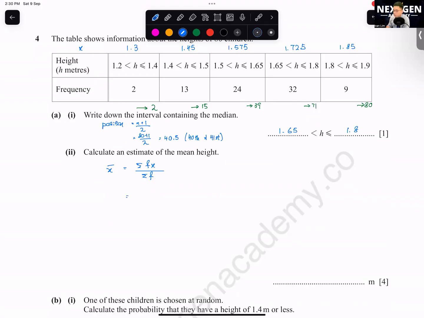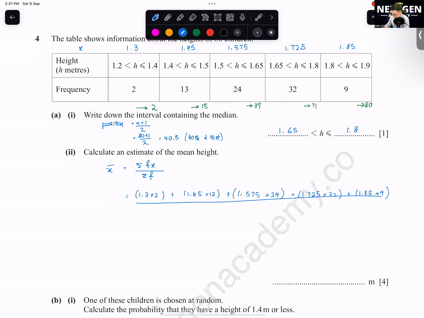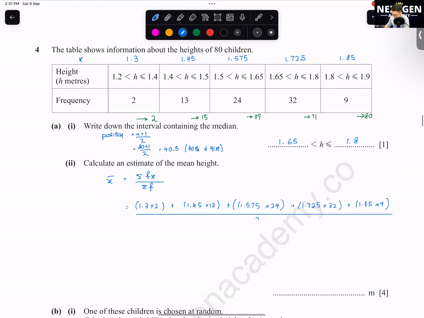Okay, so now you are going to put f times x, which is this value times this value, for all of it. 1.3 times 2 plus 1.45 times 13 plus 1.575 times 24 plus 1.725 times 32 plus 1.85 times 9, over 80. They say 80 children. Don't need to go and add up all the frequency again.